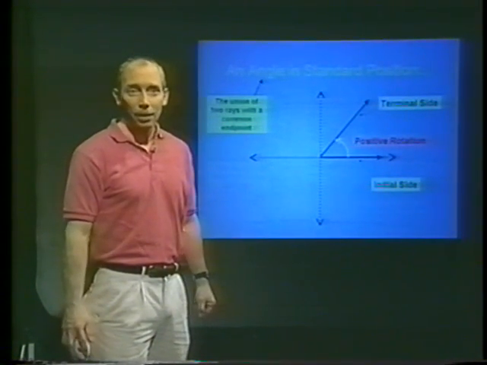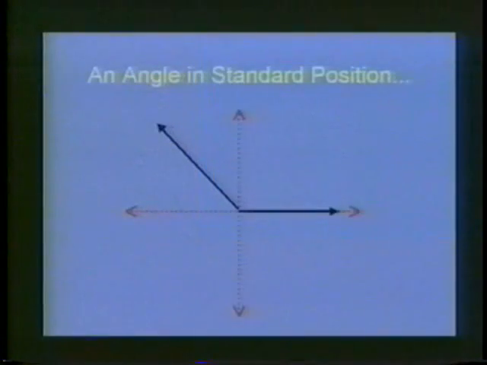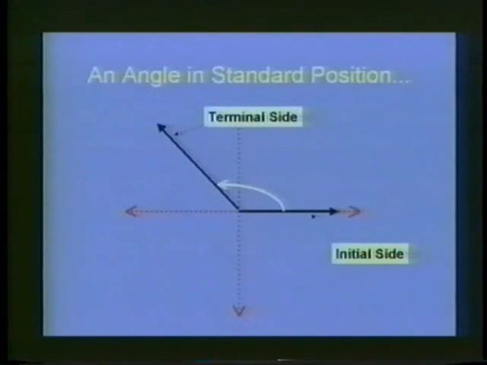Okay? Let's look at another one. Okay? Take an angle, put it at the origin, lay it flat on the x-axis there. Okay? And there it goes. It opens up in that direction. Okay? That's called, it's where it starts, the initial side, which is on the x-axis, and the terminal side is where it ends. Okay? Once again, we're going to call that positive rotation.